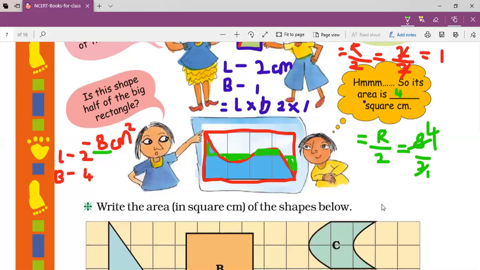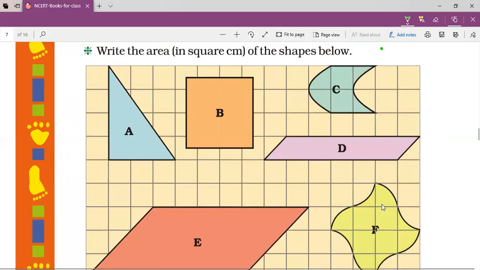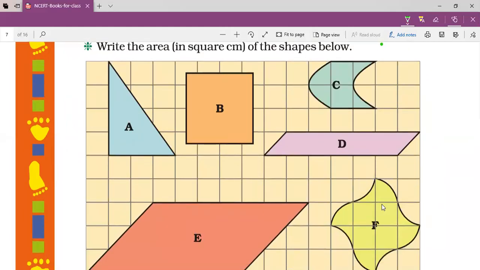Same way, when we go to the other pictures, in the next question, part: write the area in square centimeters of the shapes. They have given us some shapes and we have to find the area of those shapes. I'll do one for you, and the others you have to do on your own. It's not very difficult, just observe the shape, try to place half and half things in it, and then you'll understand. Let's find the area of this triangle.